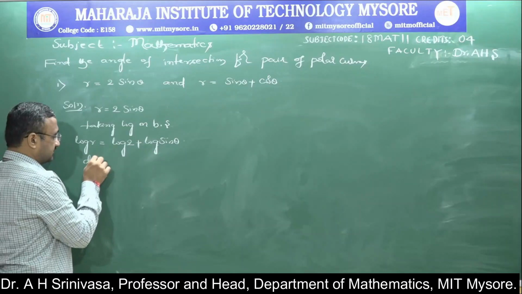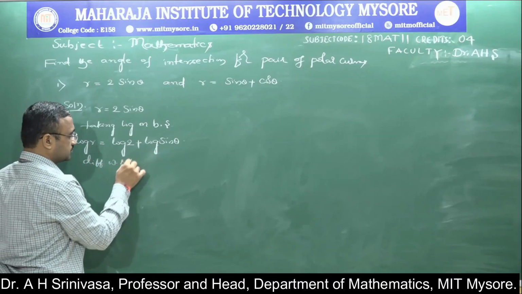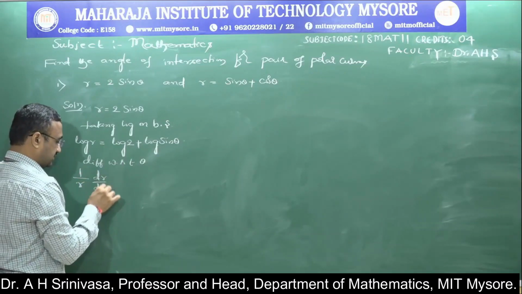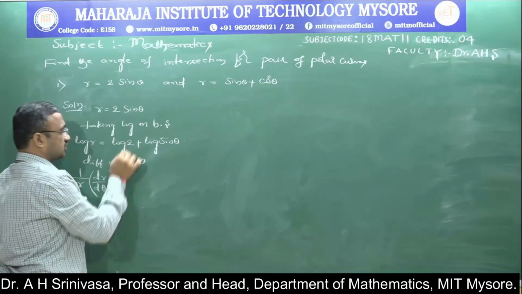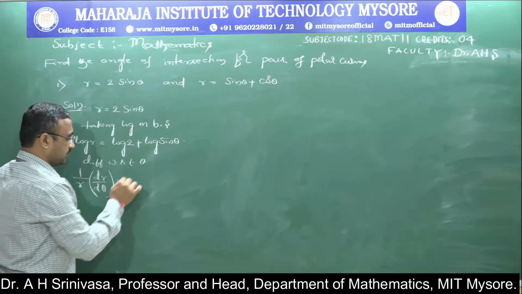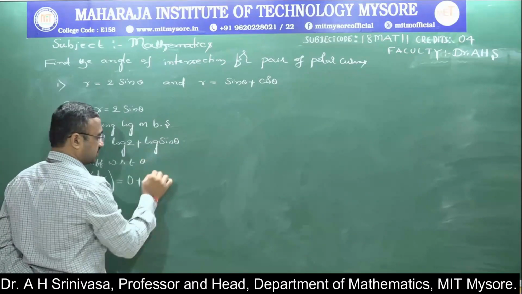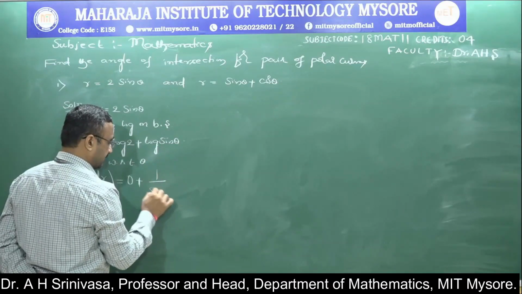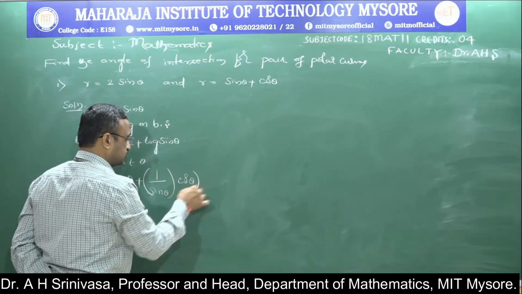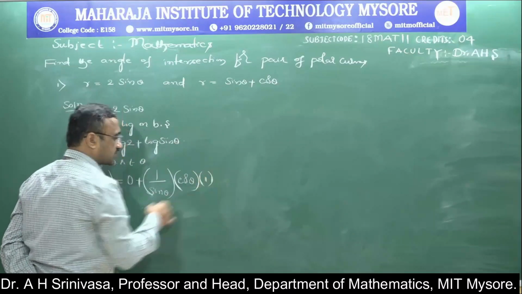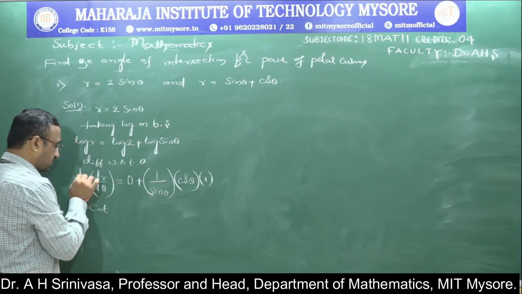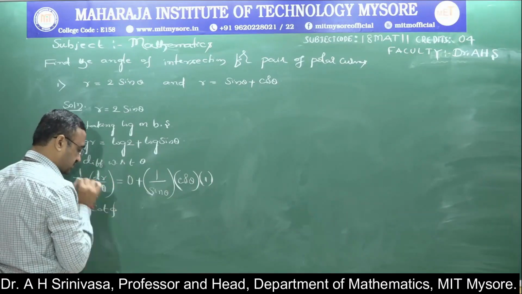Now as usual, differentiate with respect to theta. So 1 by r dr by d theta should be equal to, it is a constant function. If you differentiate with respect to theta, it becomes 0 plus, now the differentiation of this logarithm function is 1 by sin theta. The differentiation of this function is cos theta. Then differentiation of theta with respect to theta gives 1. So we know the notation for this one: 1 by r dr by d theta is cot phi.